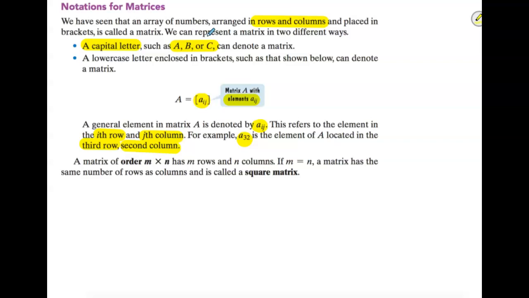A matrix order is denoted by M times N. M is the number of rows and N is the number of columns. If the M and the N equal each other, then they have the same number of rows and columns, and we call that a square matrix.